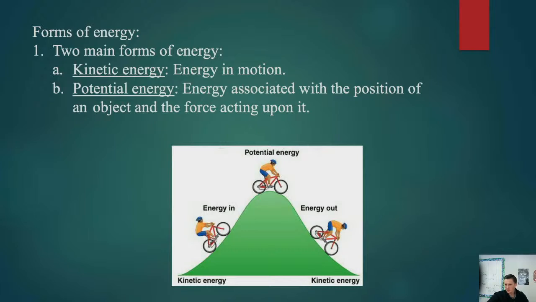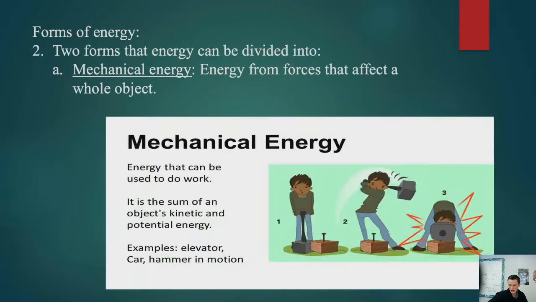So that's number one, the two main forms of energy. We're also going to see two forms that energy can be divided into. The first form is mechanical energy. This is energy from forces that affect a whole object. Energy that can be used to do work, it is the sum of an object's kinetic and potential energy. Examples: an elevator, a car.